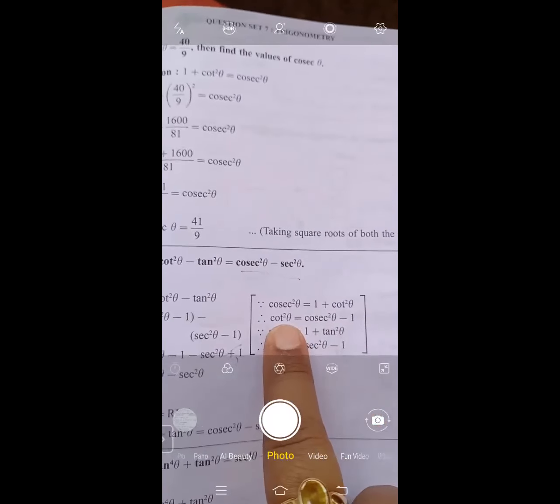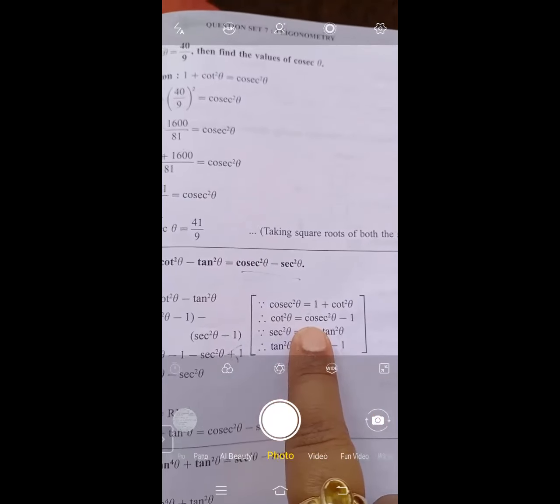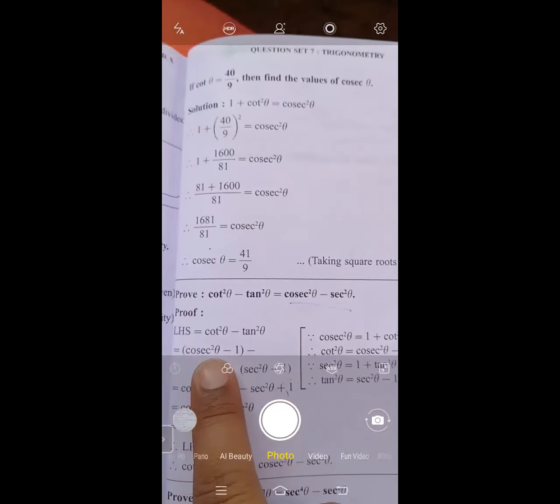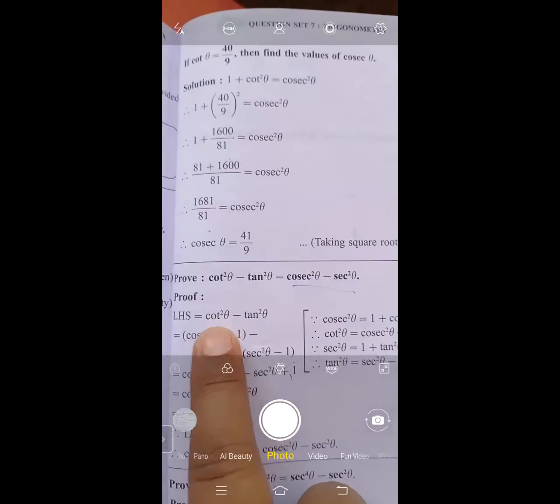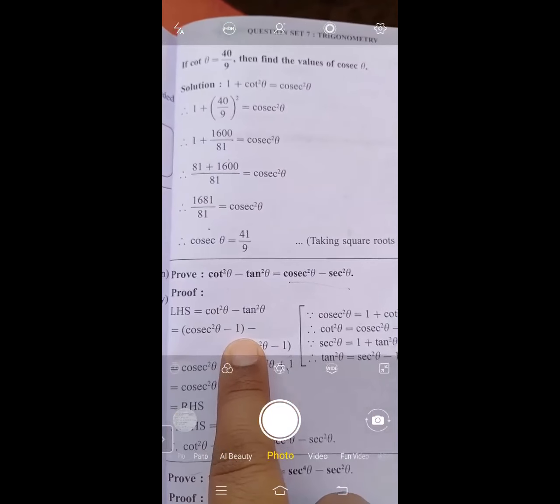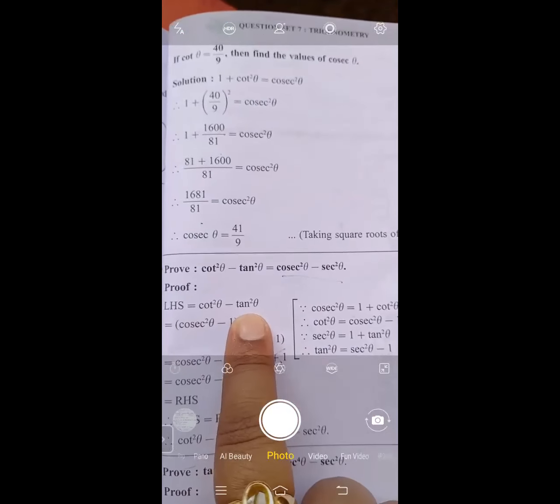So in place of cot square, what are we going to substitute? We are going to substitute cosec square theta minus 1. So we can see that in place of cot square, we have substituted cosec square theta minus 1. Same we are going to do for tan square theta.